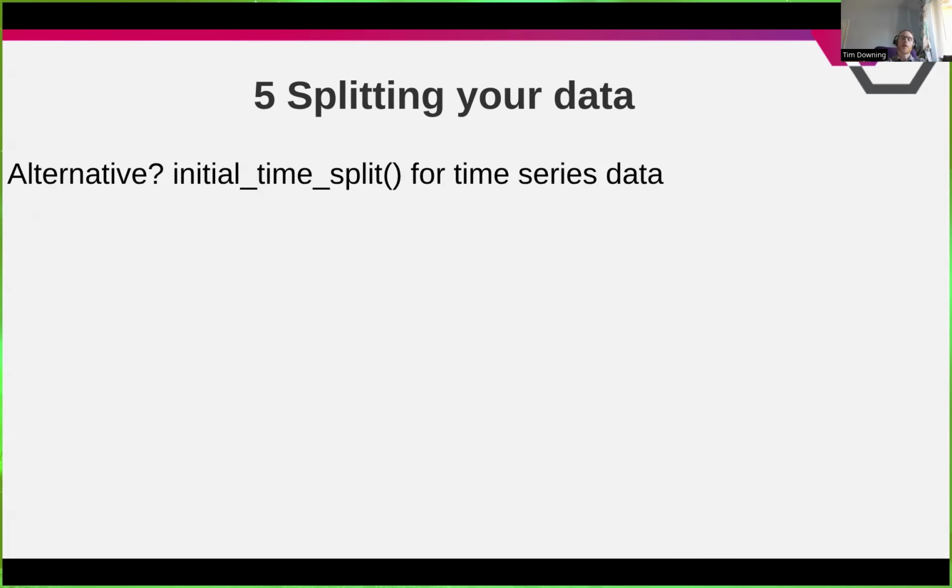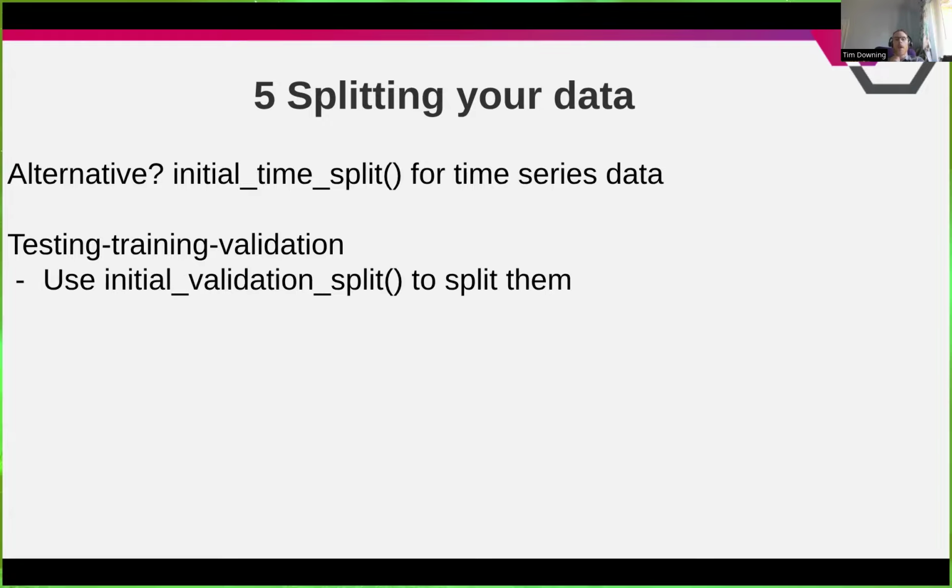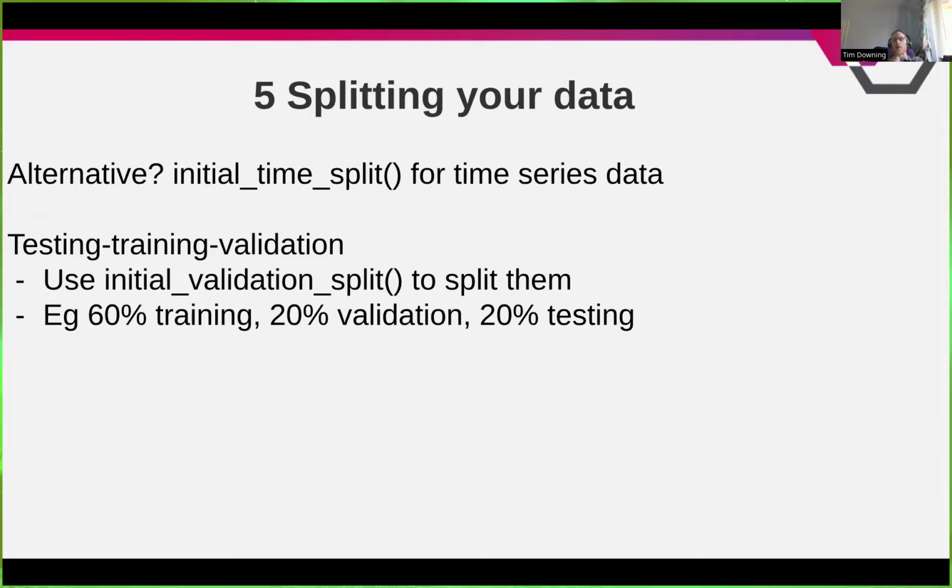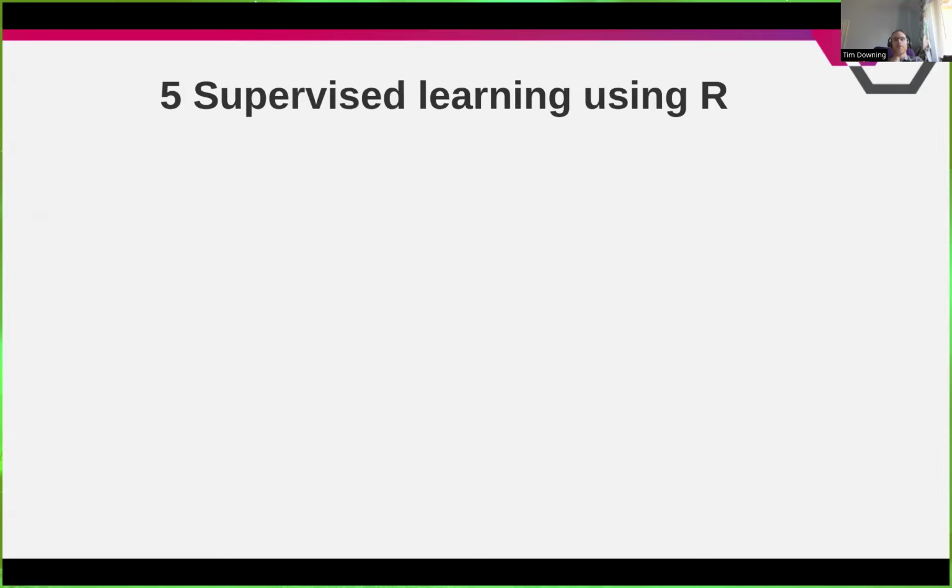So if we had other types of data, such as time series data, we could use initial time split to ensure that we have representation at each of the time points and they're not biased by under or over sampling particular time points. We also have the approach using testing and training and validation approaches, which is to use the initial validation split approach where we have 20% allocated to validation as well as 60% for training and 20% for testing. This uses the validation function to check the validation set.